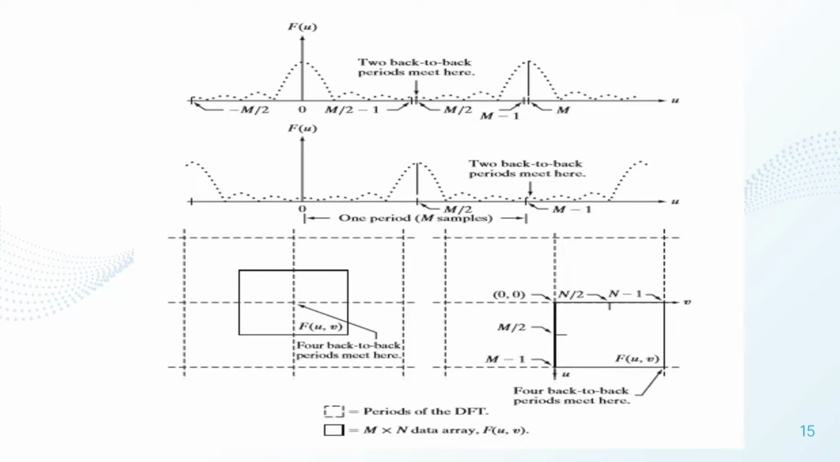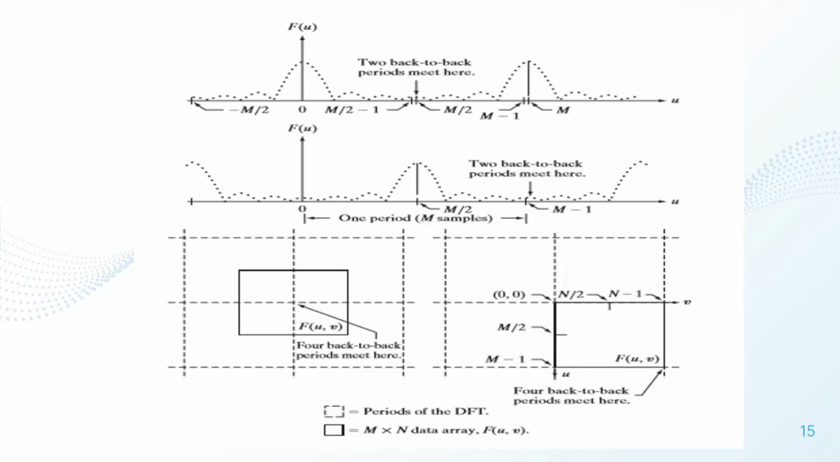In 2D, the situation is more difficult to graph, but the principle is the same. As the third figure shows, instead of two half periods, there are now four quarter periods meeting at the point M/2, N/2. The dashed rectangles correspond to the infinite number of periods of the two-dimensional DFT.